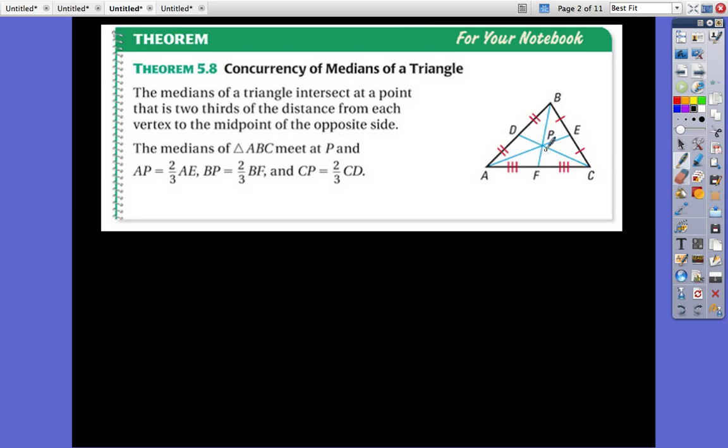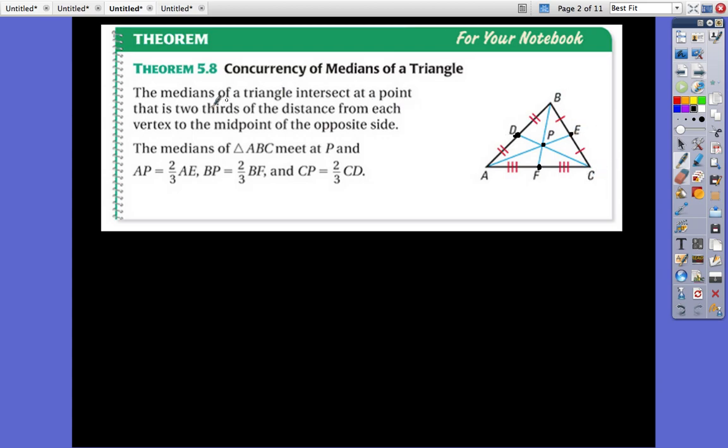Now, these segments have certain characteristics. If we look at this diagram here, point P is obviously the centroid. Now, you see these congruency marks, they're there because these medians divided the segment into two equal parts. Because D is a midpoint, DB is congruent to DA. F is a midpoint, so AF is congruent to FC, and E is a midpoint, so BE is congruent to EC.